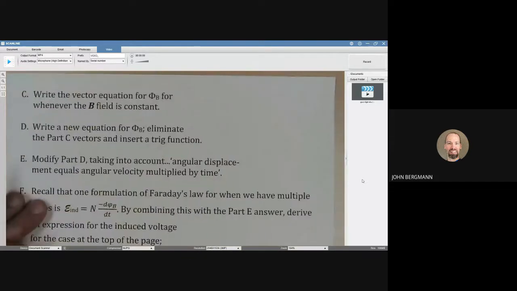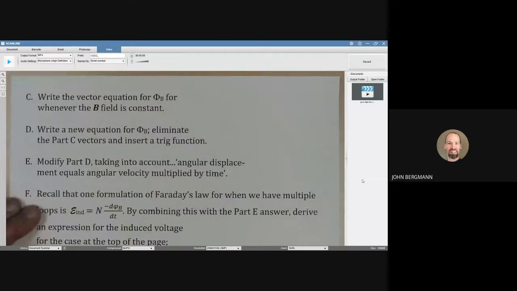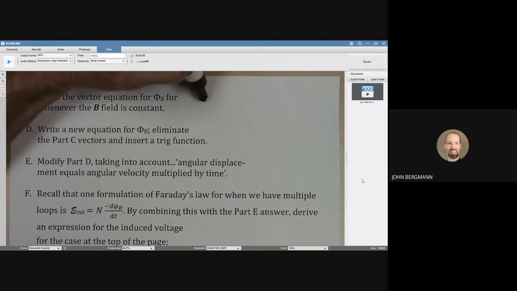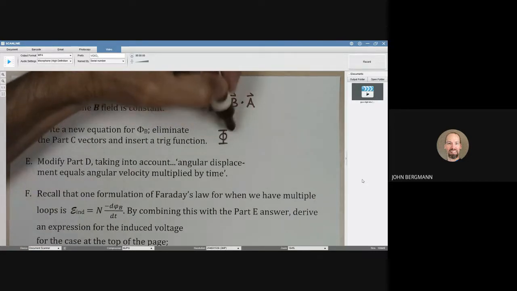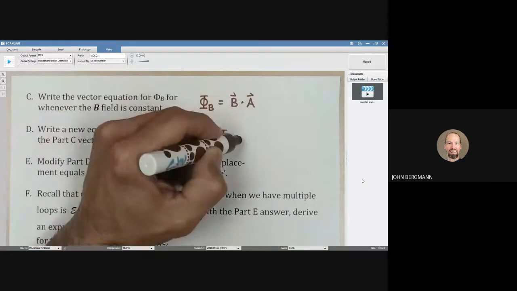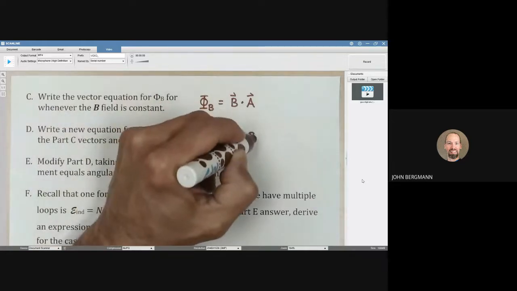Letter C. Write the vector equation for magnetic flux whenever the B field is constant. Whenever the B field is constant, the magnetic flux is written like that. Letter D, write a new equation for magnetic flux. Let's eliminate the vectors and put a trig function in there. The magnitude of the flux is going to be B times A.